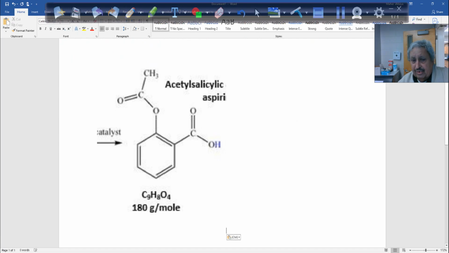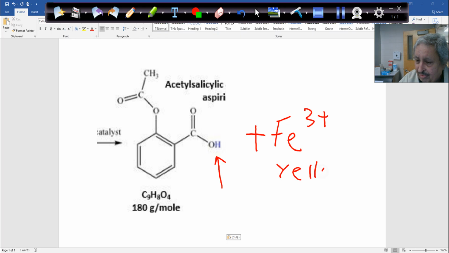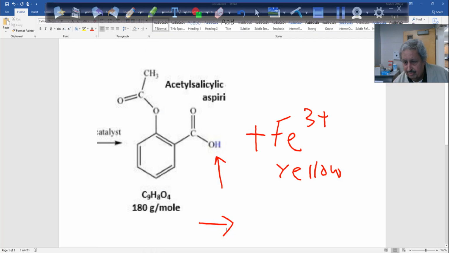This is your aspirin. Remember, this one here will dissociate. The iron chloride will come and attack this molecule, aspirin, in this area with 3 irons. Don't worry about the chloride. Iron 3, that's yellow. You get all this one here without the what? Without the OH. Let me show you here what you get. Let me copy this again. That's what you are getting.